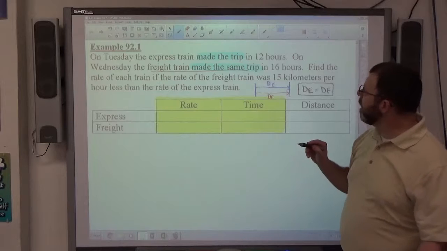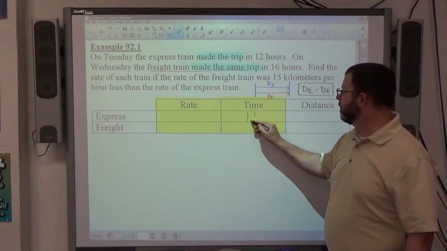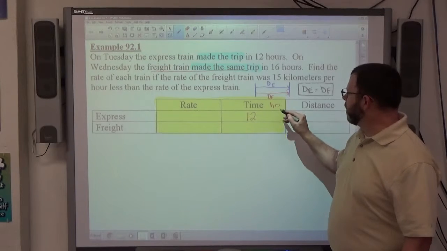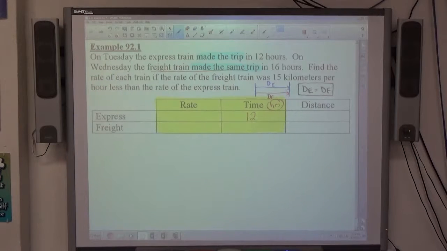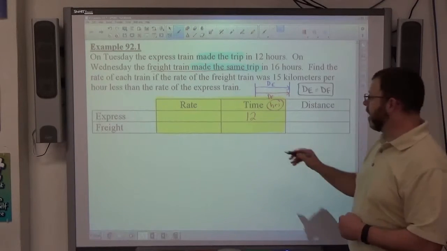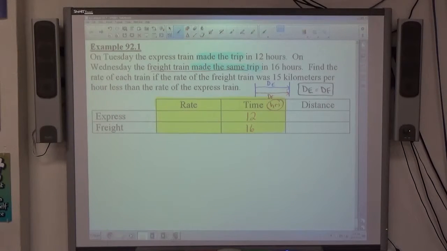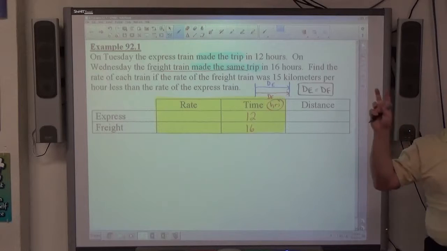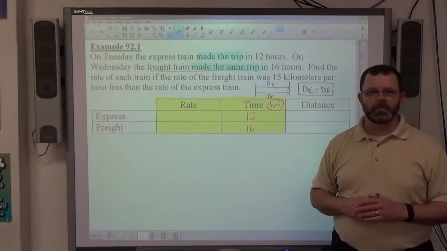So, what is the time of the express train? 12 hours. And we're dealing with hours. I'm going to put units up here. So anytime I get a time, we're talking about hours. How long did it take the freight train to make the trip? 16 hours. If they're going the same amount of distance and the freight train took more time, who's going faster? The express. The express train's going faster. Not just because it's called the express train, but because it took less time to go the same distance, therefore it must be going faster, right?